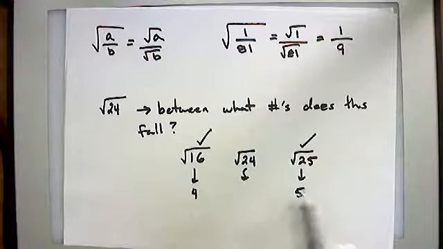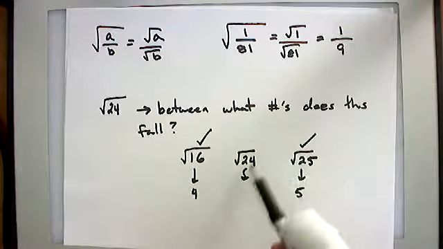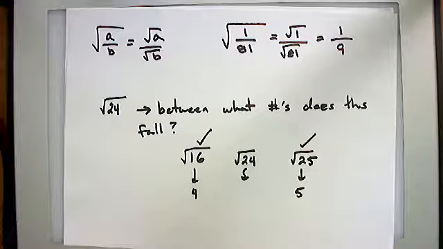Obviously much closer to 5 than 4, because 24 is closer to 25. So this should be 4.8 or 4.9 something. But we're not asking you to come up with a decimal. So you don't need to worry about that. All we're asking you to do is to bound it. Between what two numbers does this occur?